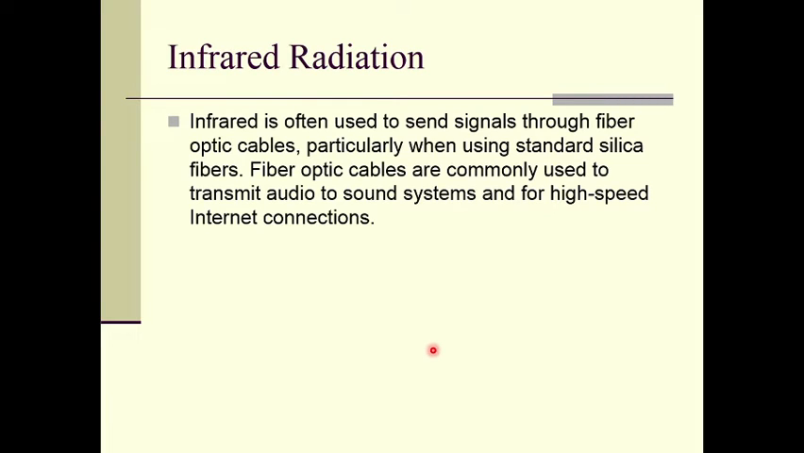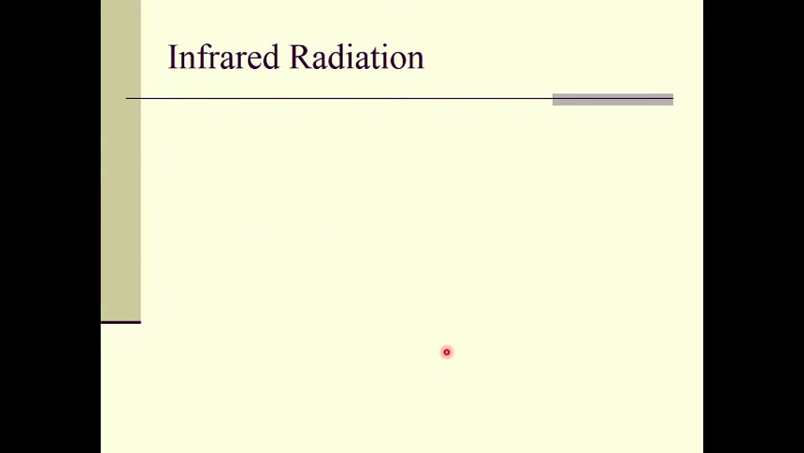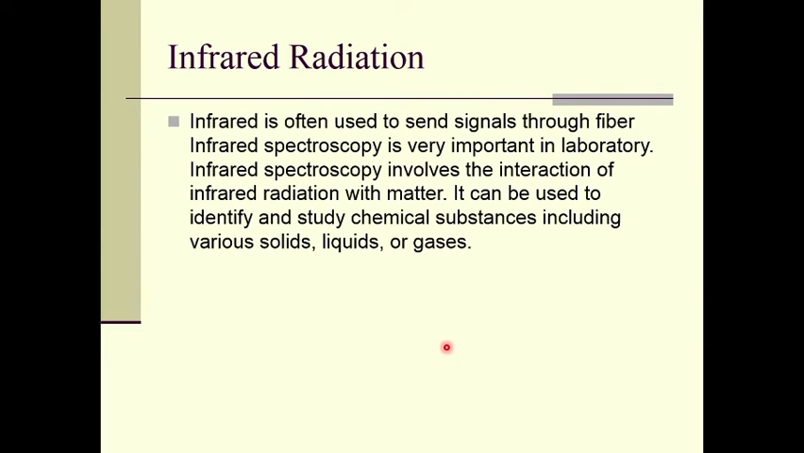Infrared is often used to send signals through fiber optic cables, particularly when using standard silica fibers. Fiber optic cables are commonly used to transmit audio to sound systems and for high speed internet connections. So, we know the fiber optic communication technology in which a light signal is used, but sometimes infrared radiation may also be used in the fiber optic cables to transmit information from one place to another.